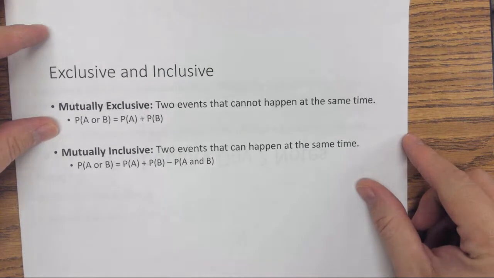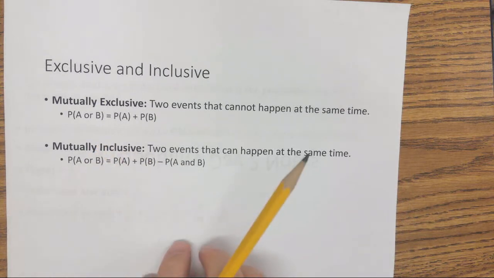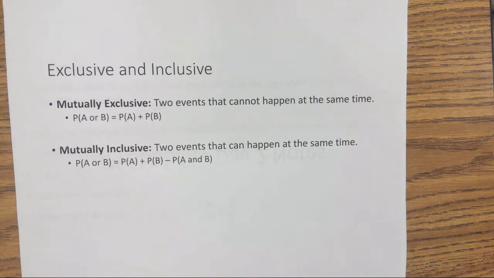We're going to start this video off talking about exclusive and inclusive. So mutually exclusive events are two events that cannot happen at the same time. So, as far as the probability goes, if the events can't happen at the same time, the probability of A or B is equal to the probability of A, which we know how to find, added to the probability of B. So you just find the probability of each and then add them together, and that will be your probability for the mutually exclusive.